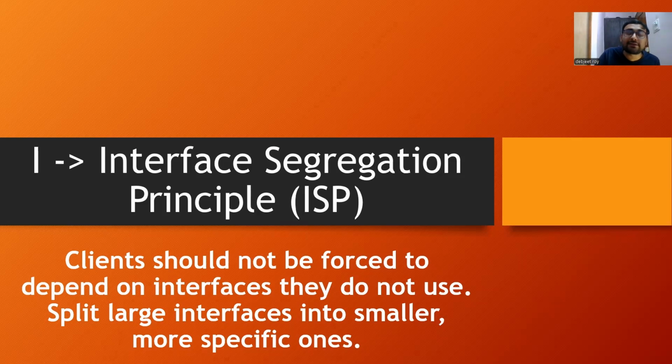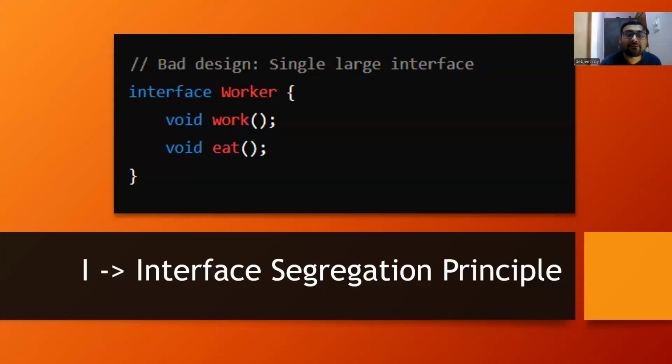So clients should get only those methods which are important for that client, not other methods which the client doesn't need. So we will segregate interfaces according to the needs of the client. Let's understand more on it. First of all, we will see the bad design. Here you will see there is a single large interface, Worker. There is a work method, and then an eat method.